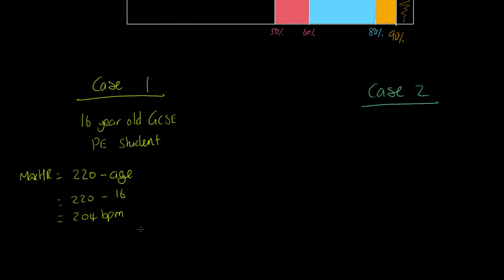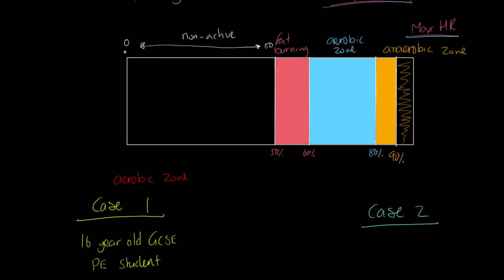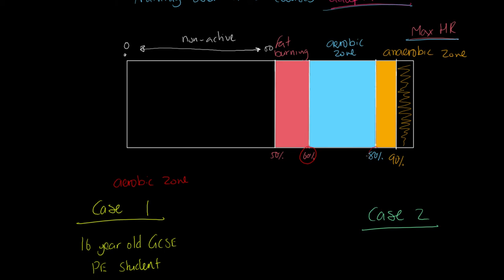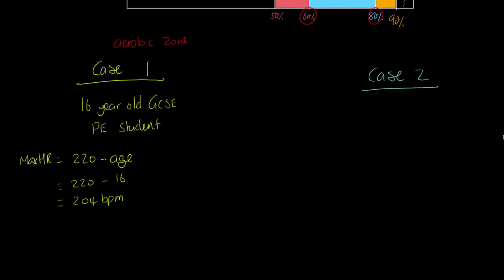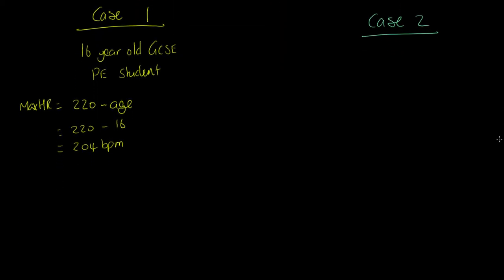Now, what I want to do is find out what we would refer to as the aerobic zone. So let's see if we can find the aerobic zone for this performer. We know from what we just looked at, the aerobic zone is between 60% of max heart rate and 80%. So how do we go about judging that? I'm pretty sure you won't be asked to calculate it, but I just want to prove to you that you actually can calculate it.